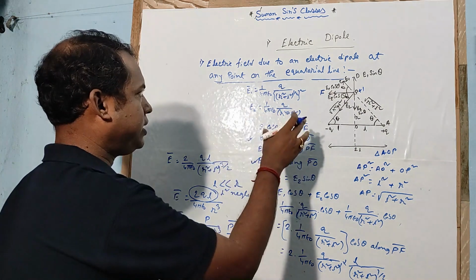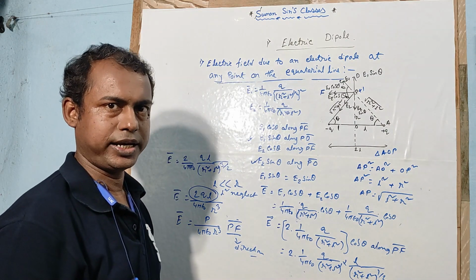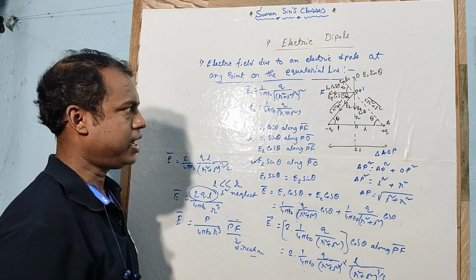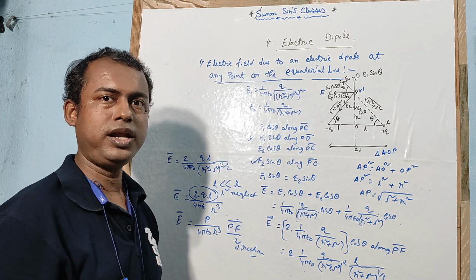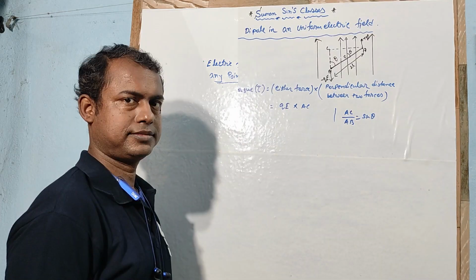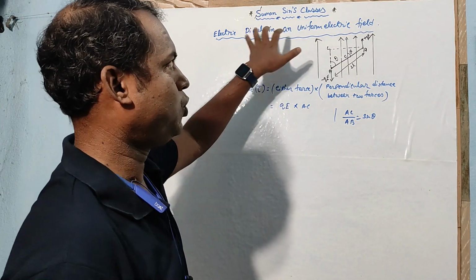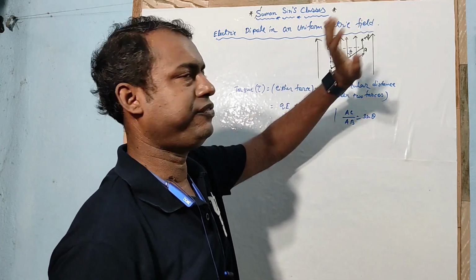The second case was to find out the electric field at any point on the equatorial line. Now we want to discuss the electric dipole in a uniform electric field. Okay, let's start with this. So next, the electric dipole in a uniform electric field.